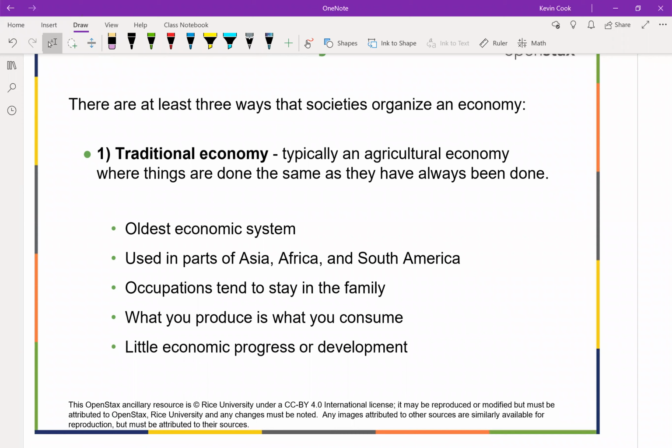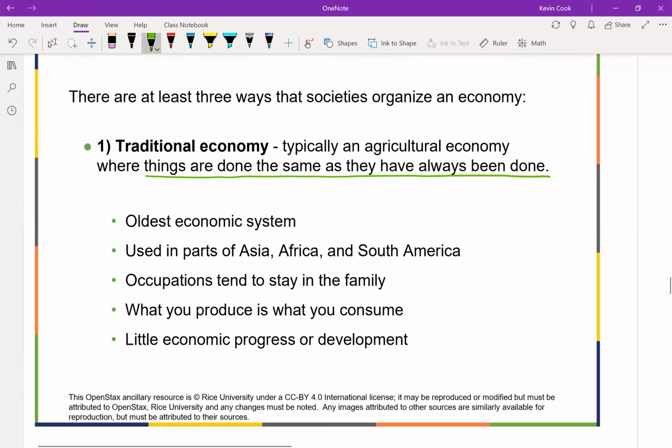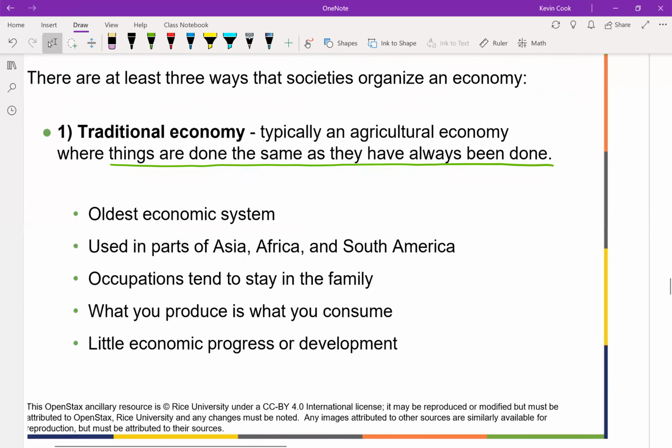So the first one is a traditional. And the key part of this one is, if you think about tradition, if you get the chance, watch Fiddler on the Roof. The big song is Tradition. Why do we do things the way we do? We don't know, but it's tradition, right? So in a traditional economy, the key thing is we do things the way they have always been done. Things are done the same way they've always been done. That's how I meant to underline it. And the traditional is probably one of the original economic systems we've ever had in terms of human civilization.